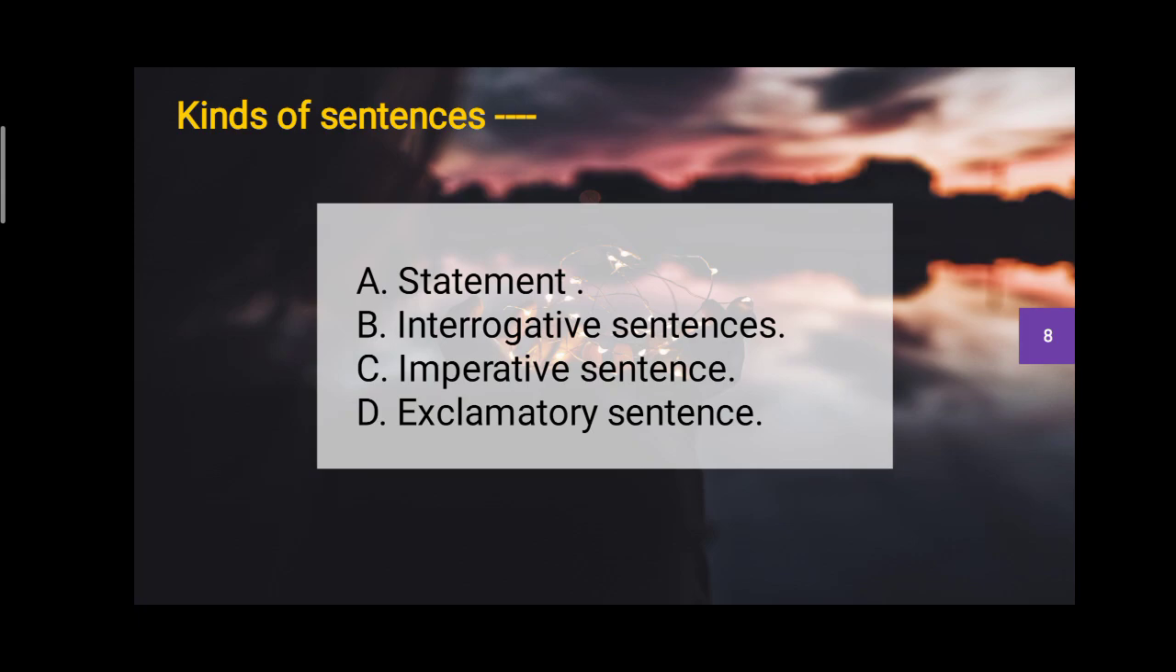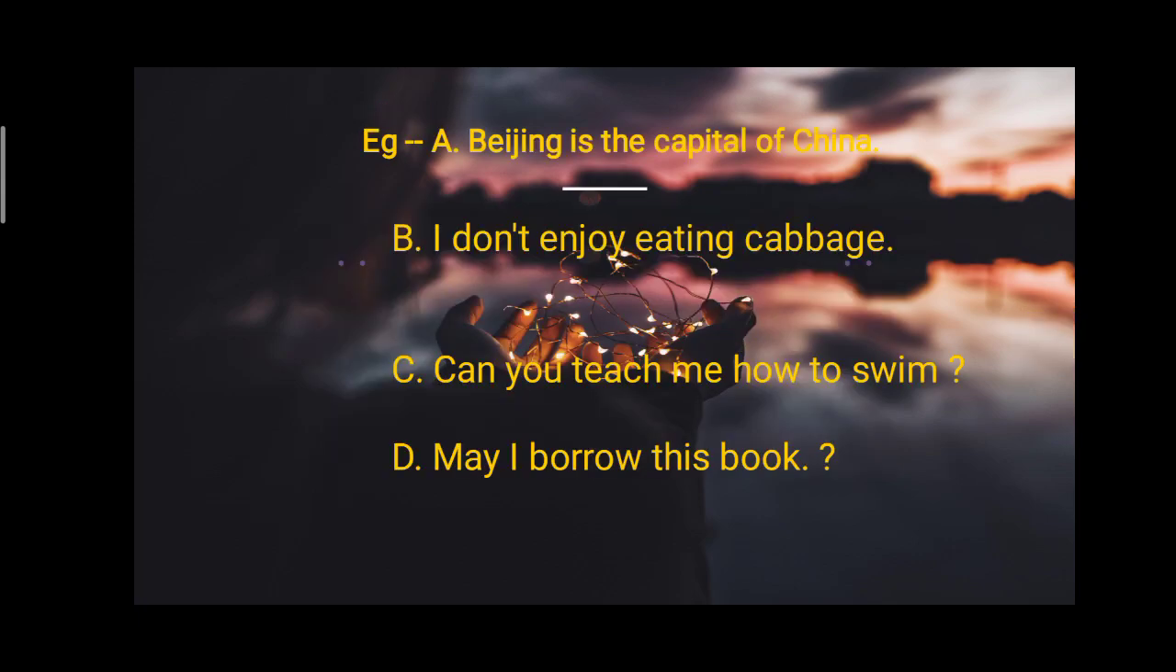Now students, the next topic of discussion here is kinds of sentences. And I know that you have not got it earlier. So let me tell you that we can divide sentences into 4 categories. They are statements, interrogative sentences, imperative sentences, and exclamatory sentences. Now students, let me give you brief details on each kind of these sentences.